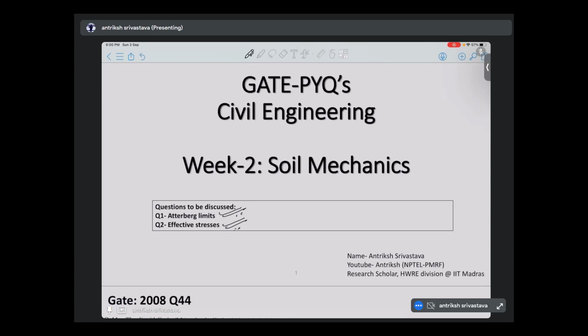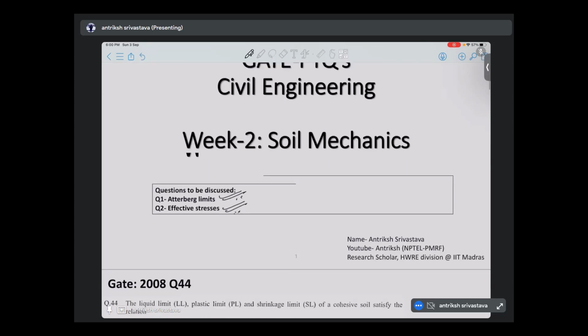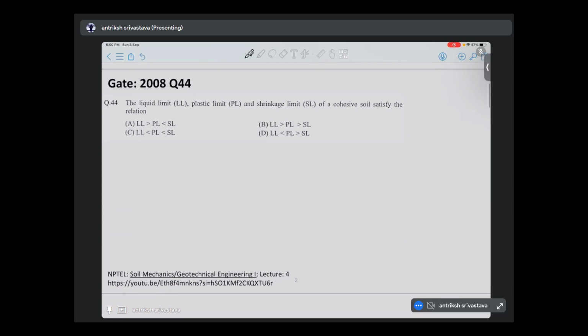So the first question is from GATE 2008, question number 44. The relevant NPTEL course details have been given below. The liquid limit, plastic limit and shrinkage limit of cohesive soil satisfies which of these relations?